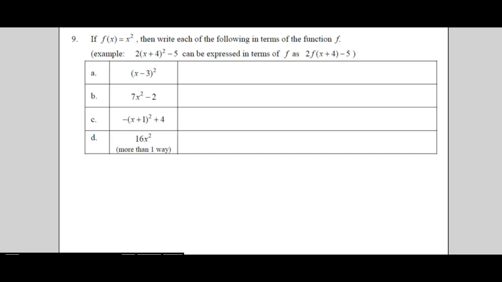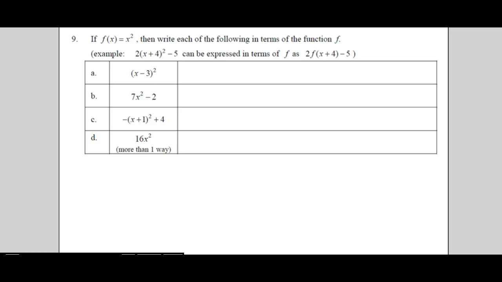9. If f of x is x squared, then write each of the following in terms of the function f. So for example, 2 times x plus 4 quantity squared minus 5 can be expressed in terms of f. So remember, we want to write this as f of x instead of x squared. We want to write it in the form where you won't be able to graph it, but you'll be able to look at it, not now, but a little bit later, and say, oh, these are the transformations I did to this function.